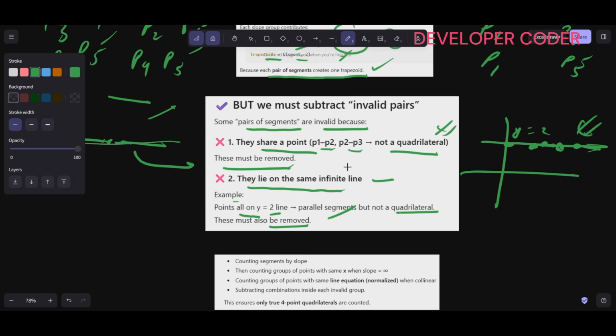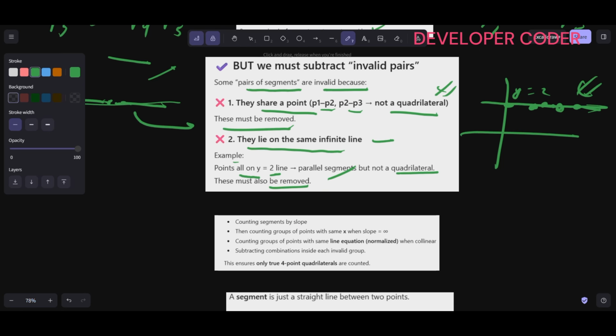Okay, done. So we have to do counting the segments by slope. Then counting groups of points with the same x when slope is equal to infinity. Counting group of points with the same line equation when collinear, and subtracting combination inside each invariant group. This ensures only true 4-point quadrilaterals are counted. Okay, so we will discuss all this stuff. Don't worry.